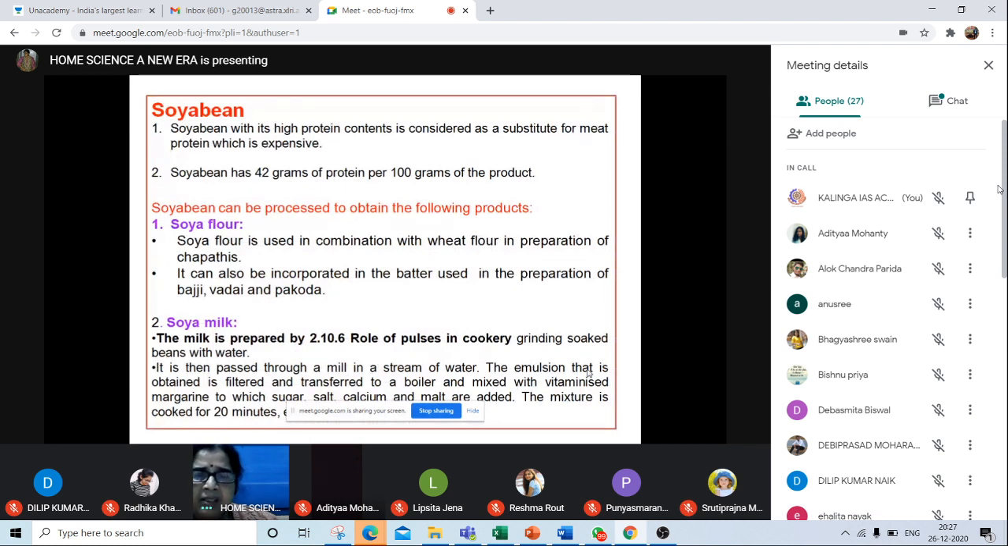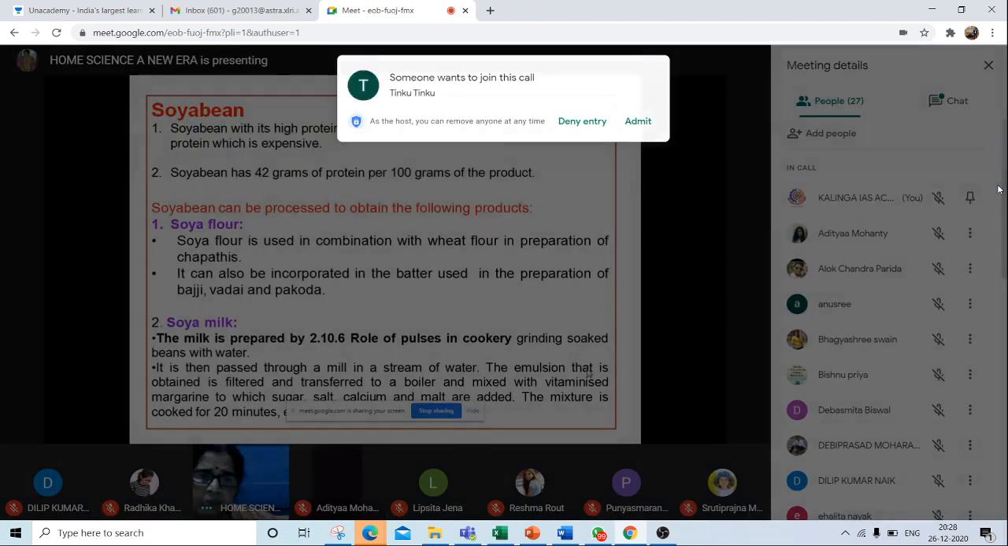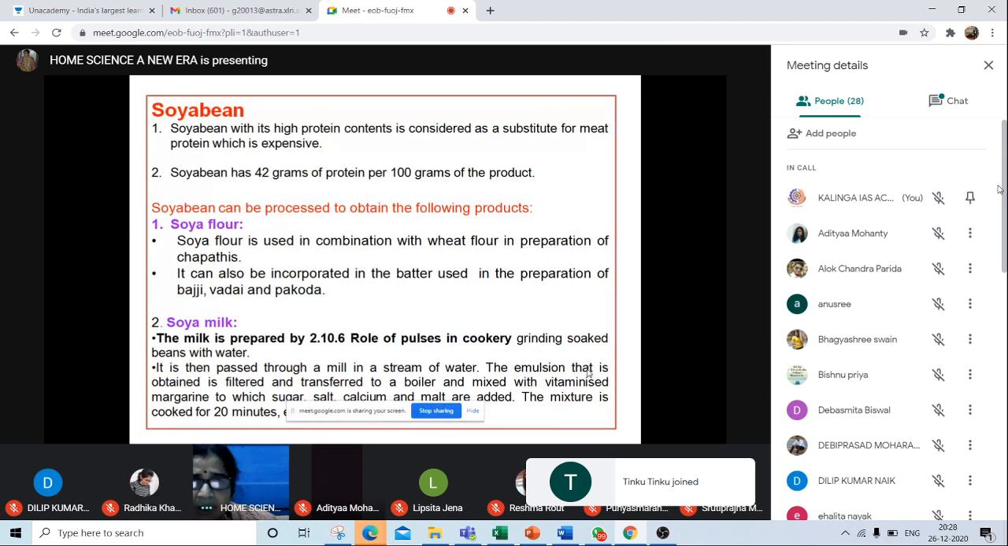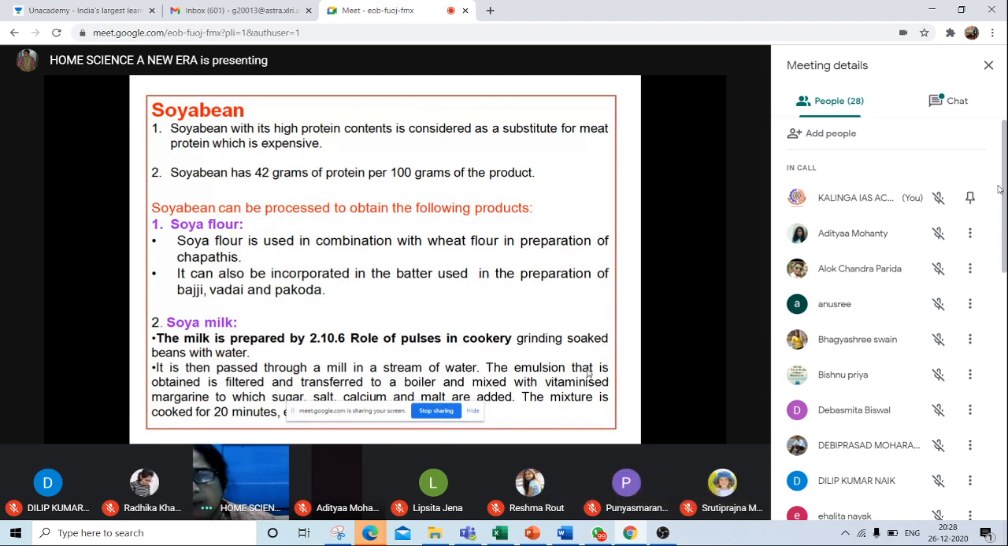Then soybean, as it is the poor man's meat, it is famously a substitute of your meat. So it is rich in high protein content and is considered a substitute for meat protein, which is expensive. Soybean has 42 grams of protein per 100 grams of the product. I think it also gives 280 kilocalories of energy. Then soybean can be processed to obtain the following products, that is soya flour and soya meal. Nowadays, this herbal food is also available in the market in the name of soya meal. If you have lactose intolerance, you can take soya meal.